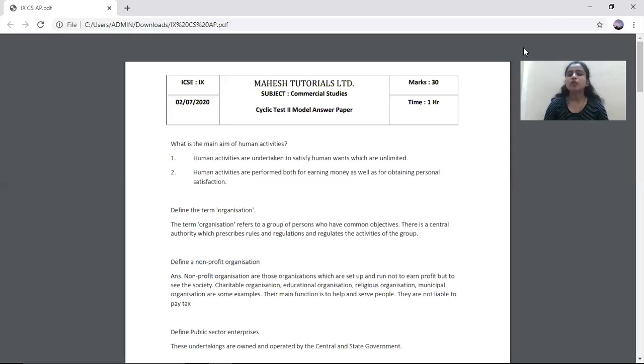Now, this paper was also divided into two sections. It has section A and it has section B. Under section A, you had only one main question with 5 sub-questions carrying 2-mark weightage each, and therefore your section A totals up to 10 marks of the paper. On the other hand, in section B, you had 3 main questions this time, unlike your Cyclic Test 1 paper. Okay, here you had 3 questions. Out of these 3 questions, you had to only attempt 2 main questions.